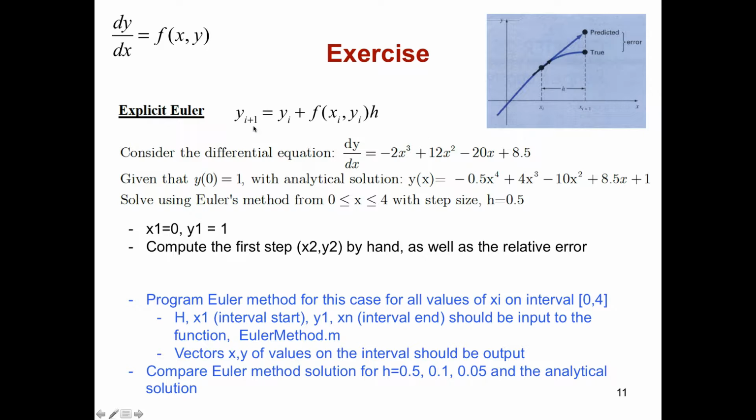So my y i plus 1 is the value at x i plus 1, and I get it by taking the value that I already know, plus my slope, and the simplest way to determine slope, a first order estimate, is f of x i, y i times this h. And I pick h, that's my discretization spacing, and the smaller the h, the better, because I'm going to be making smaller mistakes. So you will actually go and program Euler's method. You can call that function Euler method, or Euler method.m.